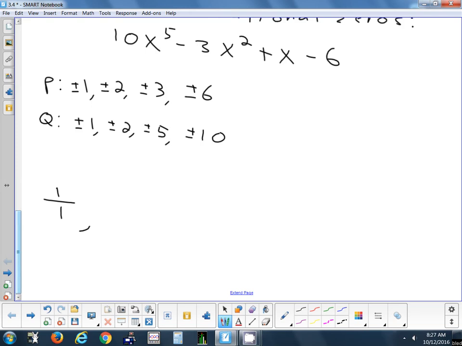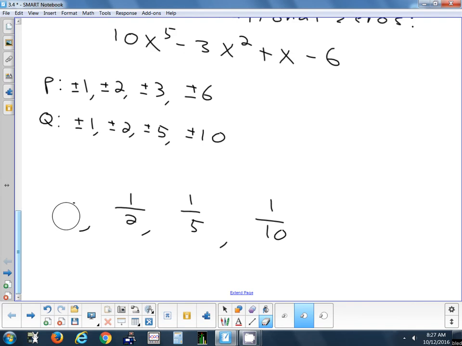What else could we do? We could do 1 over 2. We could do 1 over 5. And we could do 1 over 10. So those are all the different possibilities for rational roots with 1 as a numerator. And I'm just going to reduce this and make it 1.